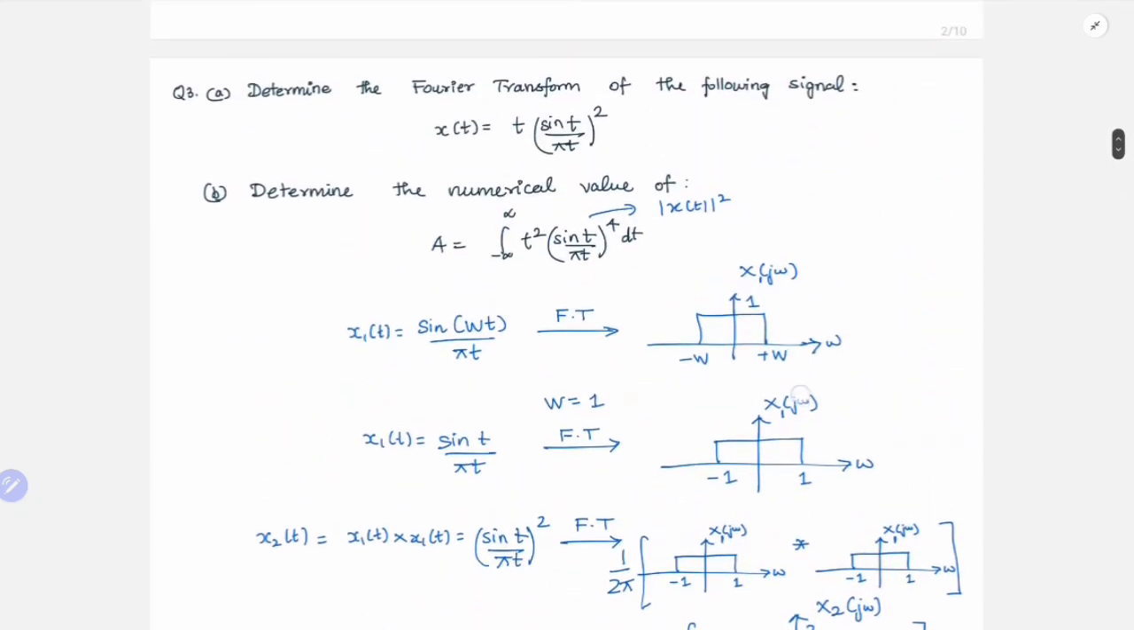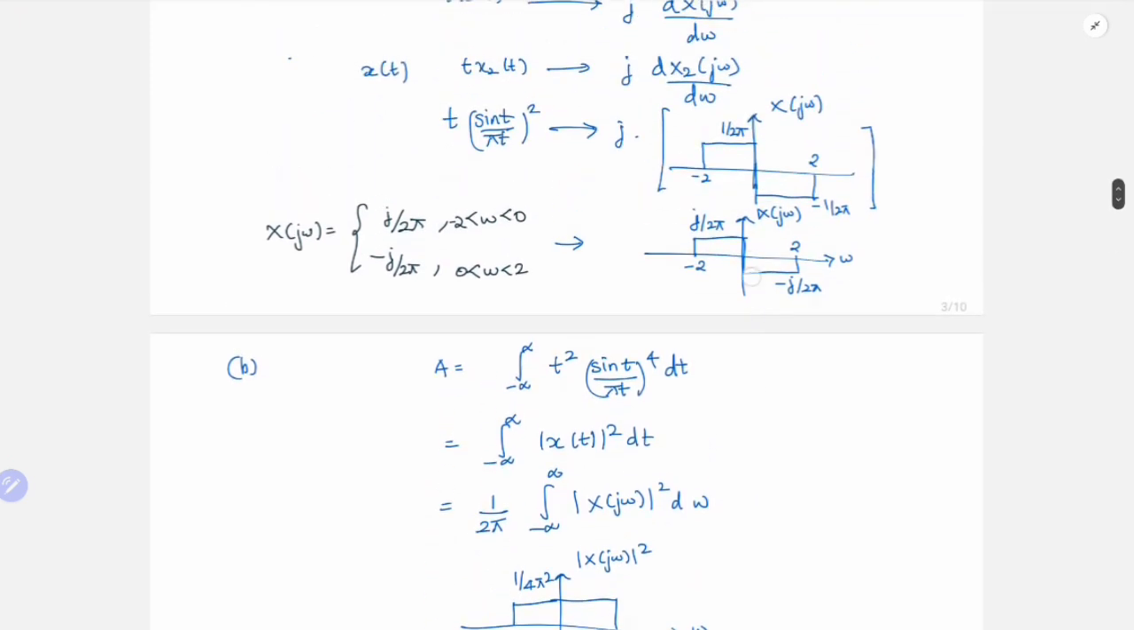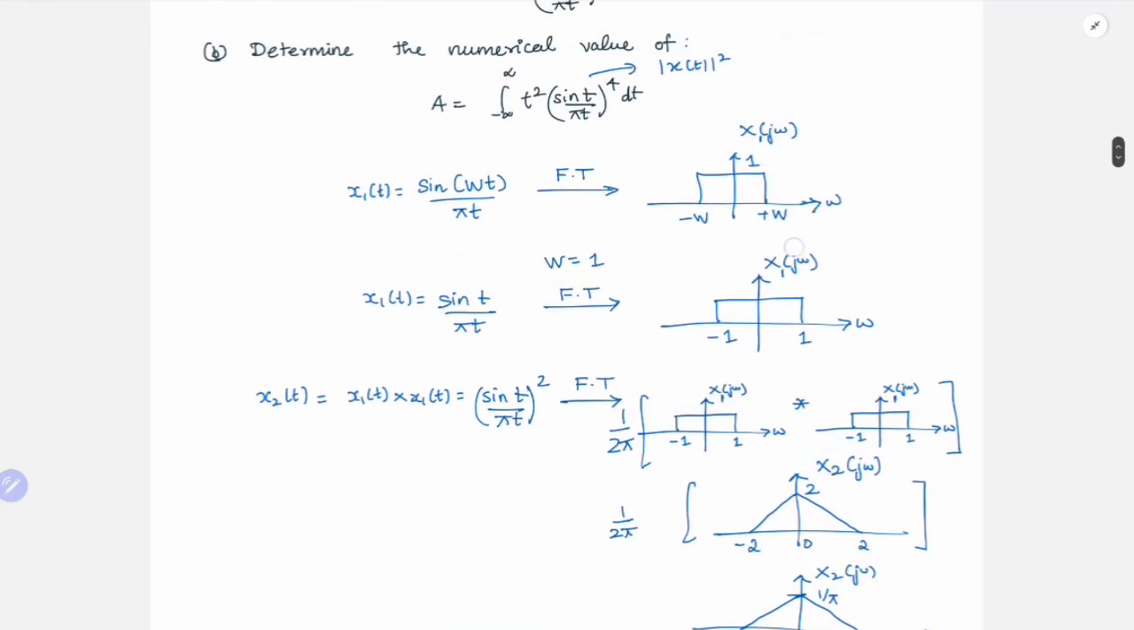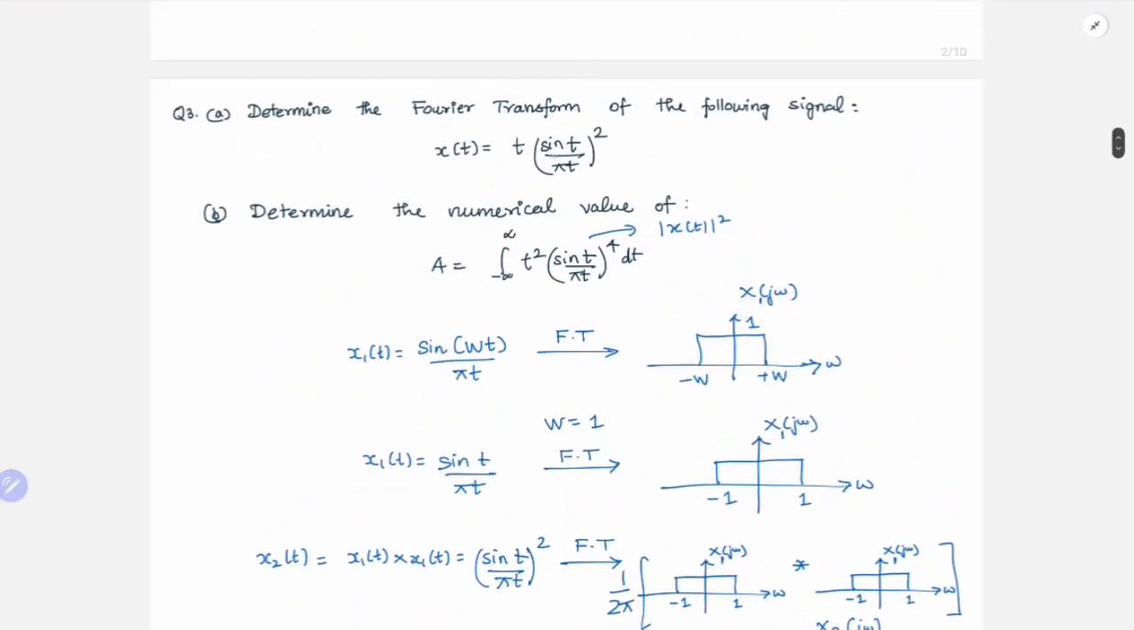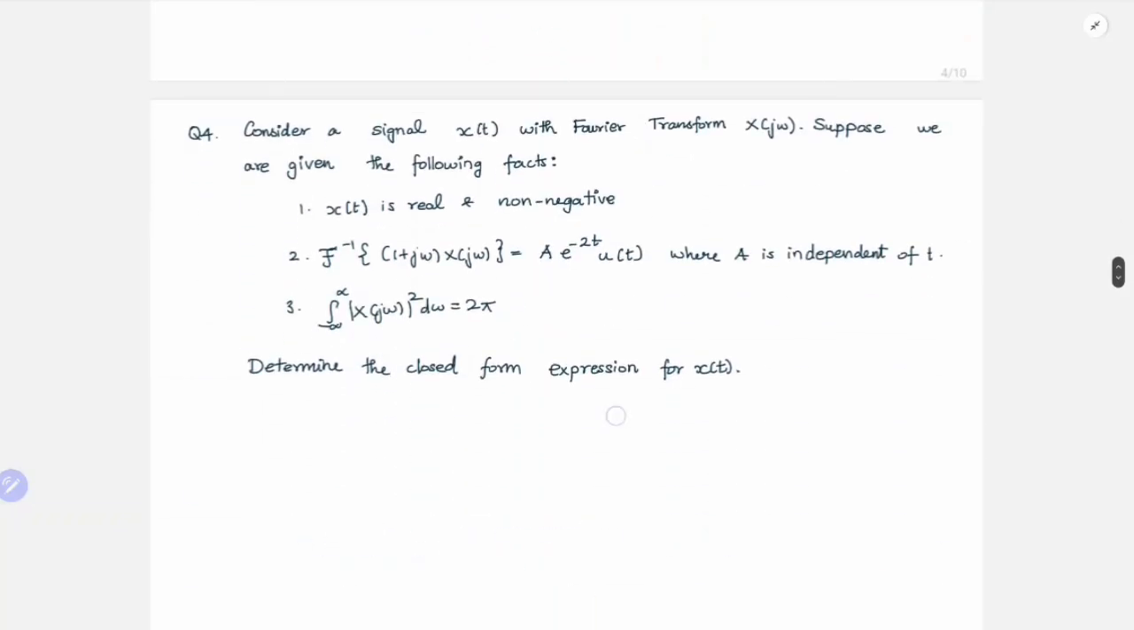So they are asking us to find the numerical value. We can just evaluate this and find. So using a calculator, this comes to be 0.01612. Okay. So this is how you approach the problem. You don't straight away go ahead and try to find the Fourier transform using the analysis equation. You have to use the properties and the basic Fourier transform pairs to arrive at the solution. Okay. Moving on to the next question.